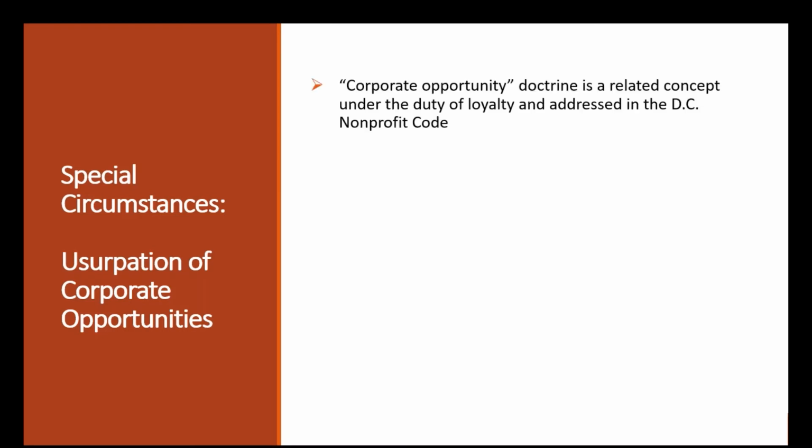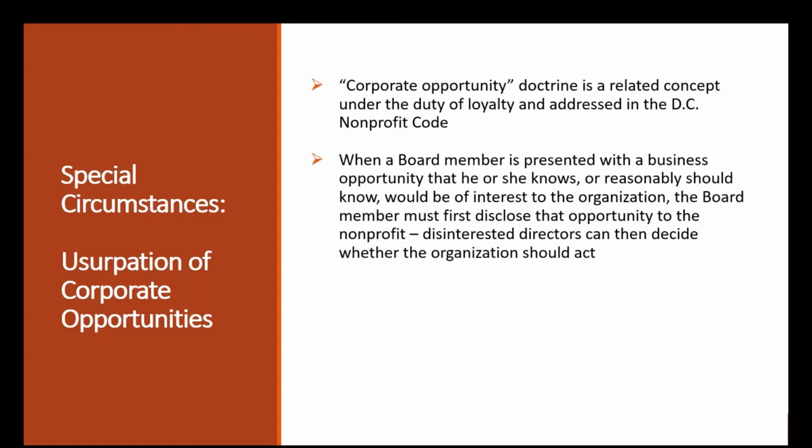Another special, interesting circumstance that's related to conflict of interest is a concept called usurpation of corporate opportunities. The corporate opportunity doctrine is connected to the duty of loyalty, and it's something that's addressed in the DC Nonprofit Code. What it means, essentially, is that when a board member is presented with a business opportunity that he or she knows or reasonably should know would be of interest to the organization, the board member must first disclose that opportunity to the nonprofit and give the disinterested directors an opportunity to decide whether the organization should act on the opportunity. So the organization always gets the first bite at the apple.